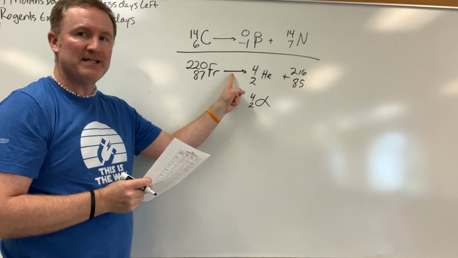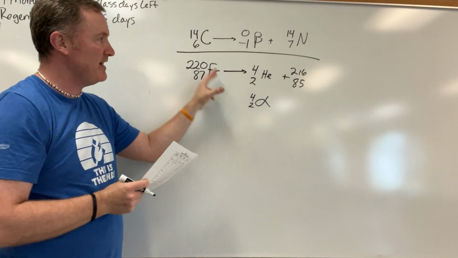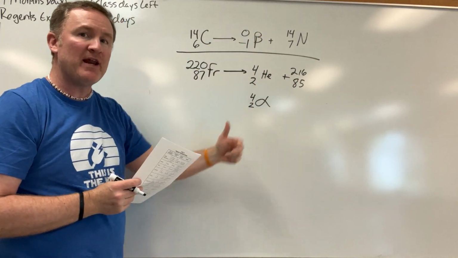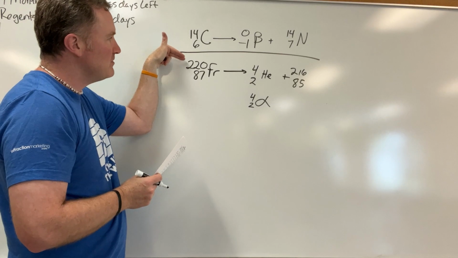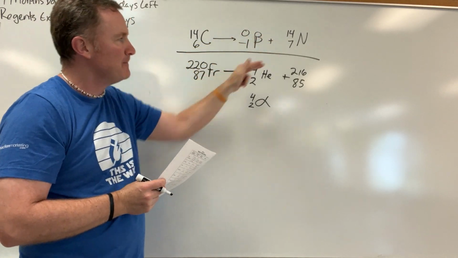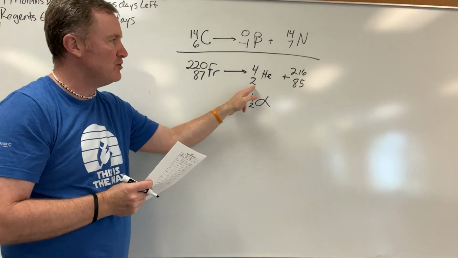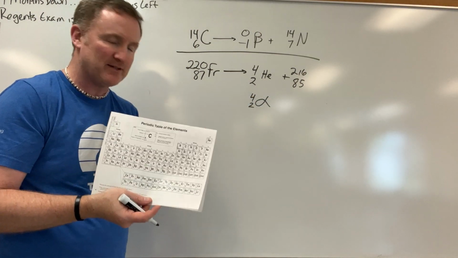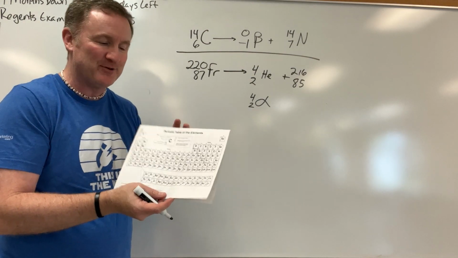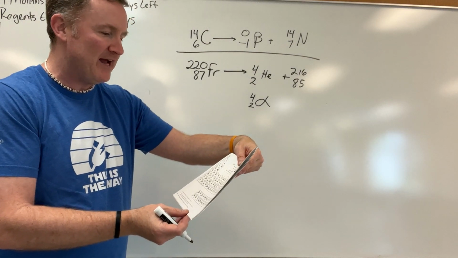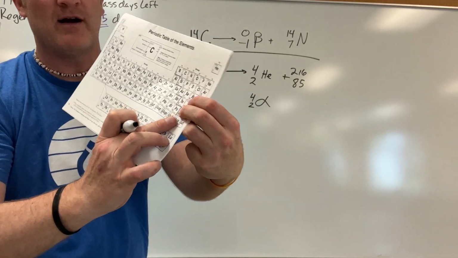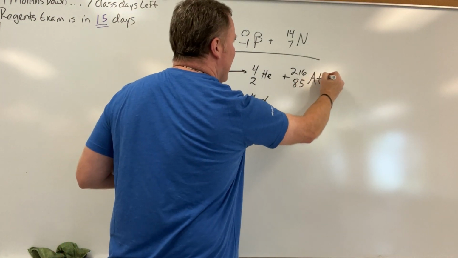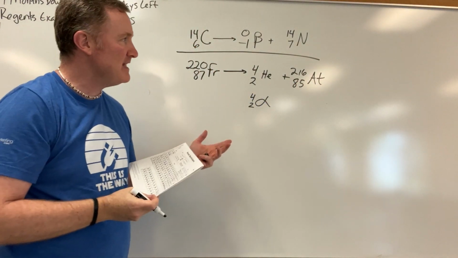So again, consider your arrow as though it is an equal sign. Anything we start with, we must finish with both on the top and the bottom, independent of one another. So I'm going to look at the top numbers first. 220 is equal to 4 plus 216. And then separately, 87 is equal to 2 plus 85. So again, I don't recommend that you memorize this, but I appreciate when you learn how to use it. So now we have to find element 85. Element 85 is way over here on the right side, At. And so now we have our new element, okay? And that is alpha decay.